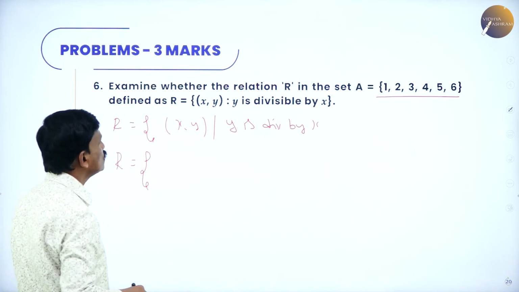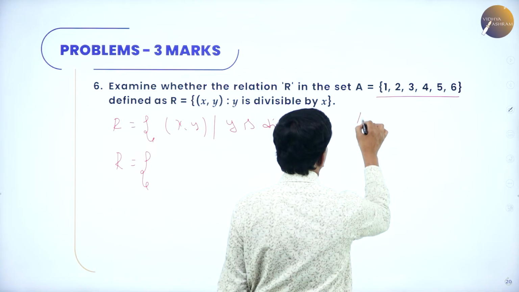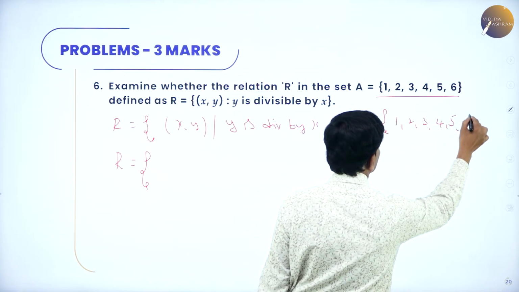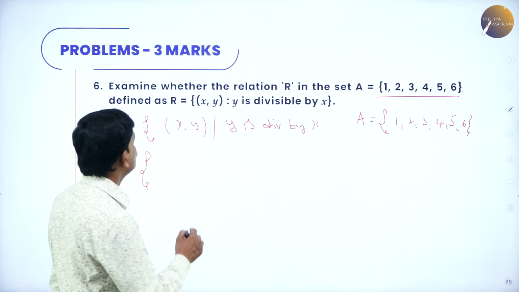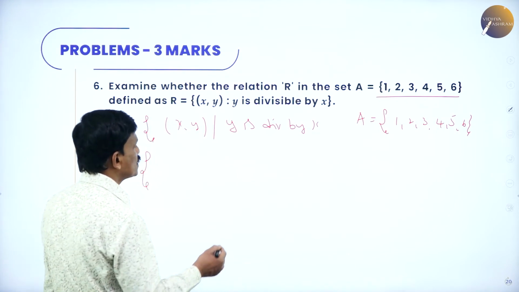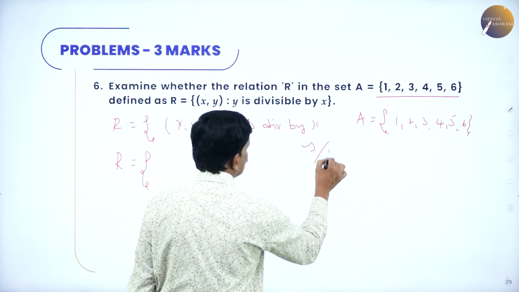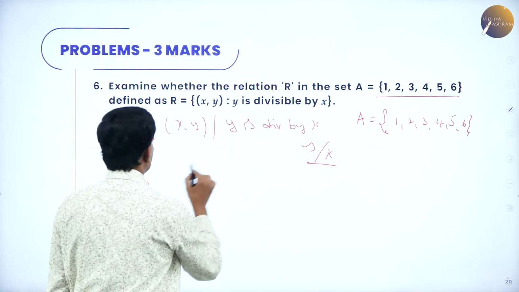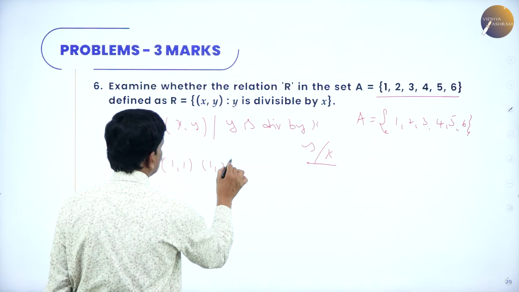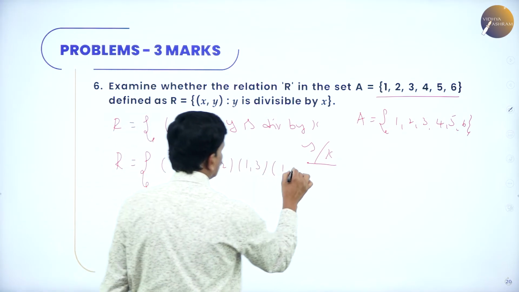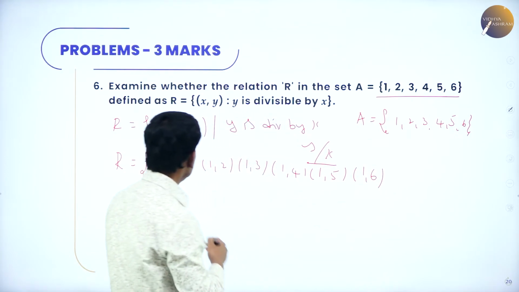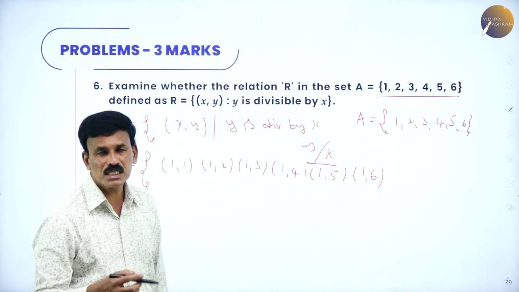R is equal to, what is A? Again A is equal to 1, 2, 3, 4, 5 and 6. So here what is the condition? Y is divisible by x means that the second element is divisible by the first element. Now let us take 1 comma 1, then 1 comma 2, 1 comma 3, 1 comma 4, 1 comma 5, 1 comma 6. So you can divide 2, 3, 4, 5, 6 by 1.